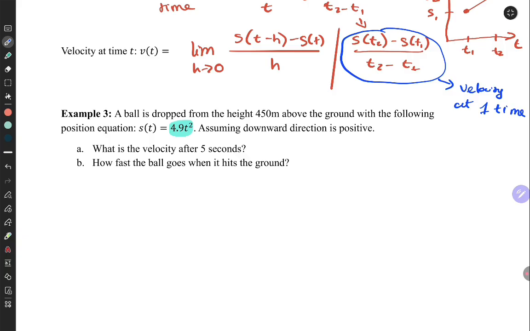Assuming downward is positive direction. Okay, so therefore, this is just a physical notation. That means this is positive, that means your velocity will be positive.